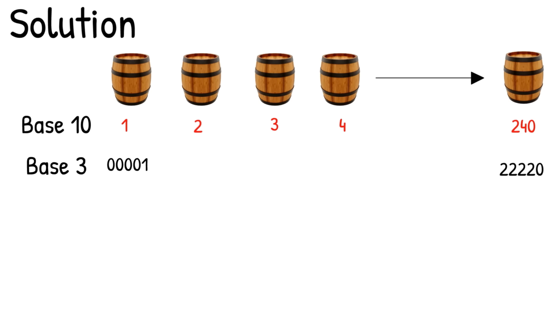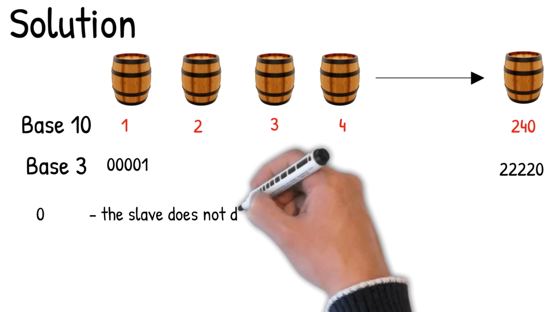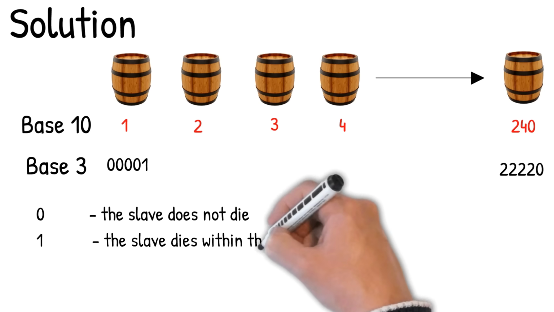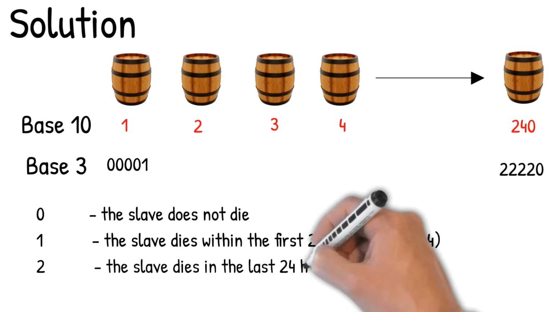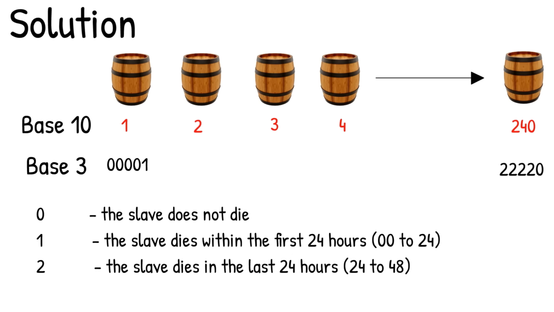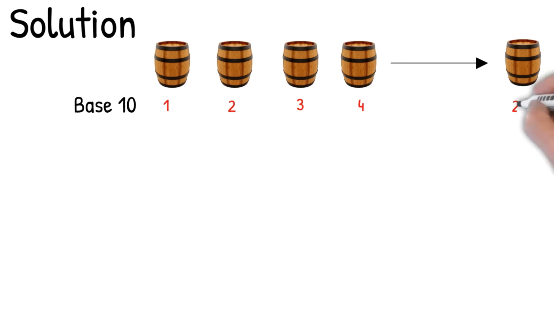Let's assign the digits to the outcomes. When it is 0, the slave does not die. When 1, the slave dies within the first 24 hours. When 2, the slave dies in the last 24 hours. So now arrange 5 slaves and let's give the wine from each barrel to the slaves. Convert each number associated with the barrel to its equivalent base 3 representation, which will be a 5-digit number. Now consider an example. Assume barrel 139.